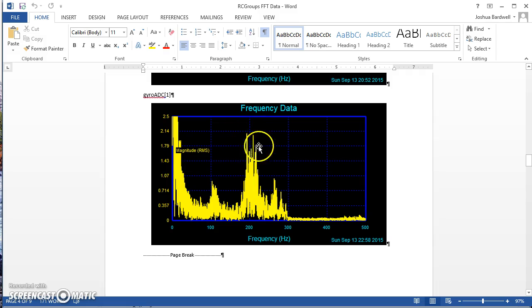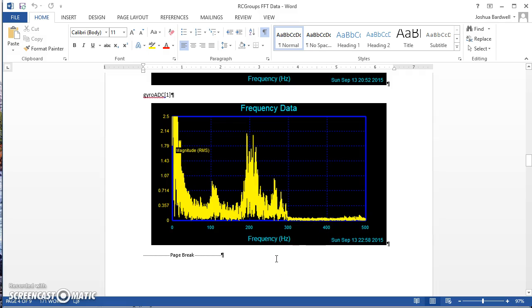When we see a peak in the graph here, for example, at 200 Hertz, that's telling us that there is a lot of energy at that frequency. On the other hand, when we see very little energy up here, that's telling us there's very little energy at those frequencies.